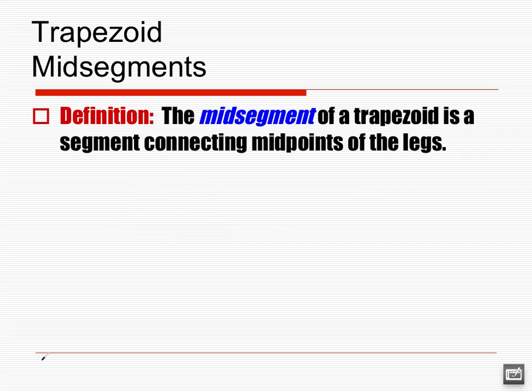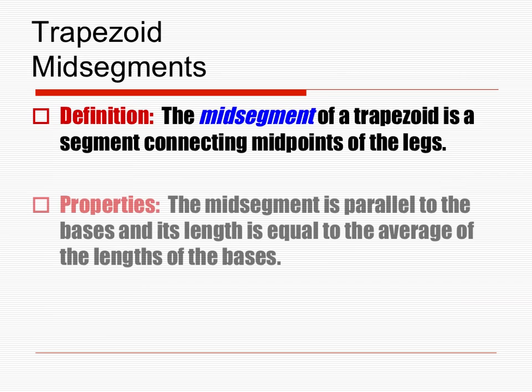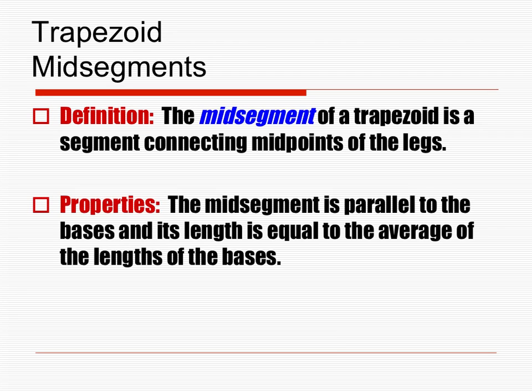Now we don't just talk about this for no reason. The midsegment does have an important property. It's parallel to the bases, and its length is equal to the average of the lengths of the bases. Okay, so while you're writing that down, I'm going to redraw that figure that we had.